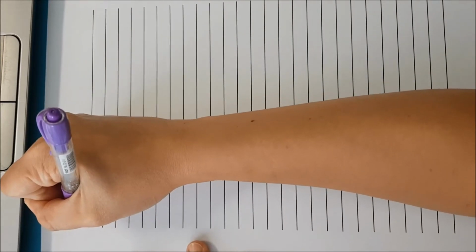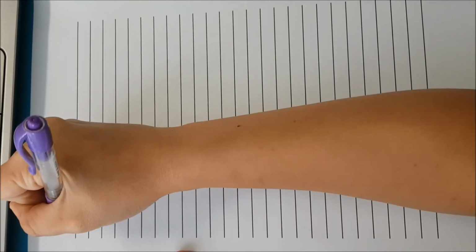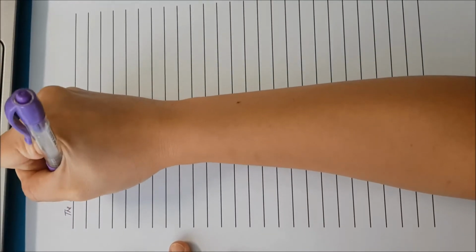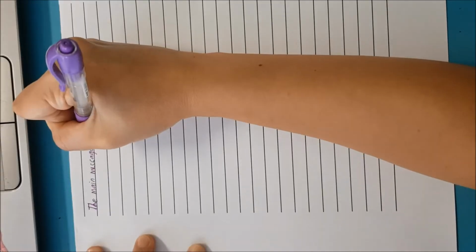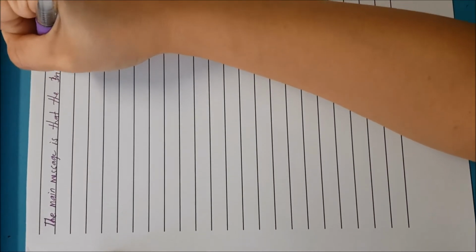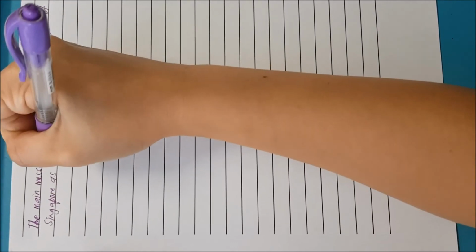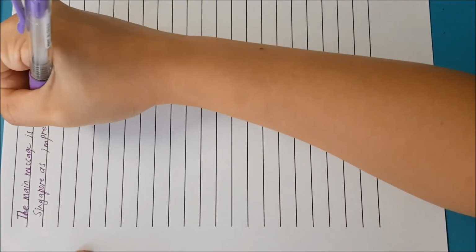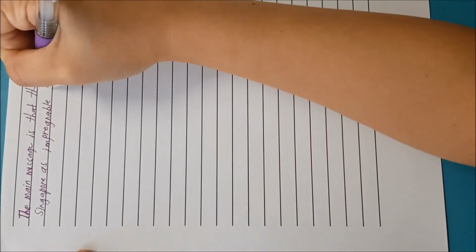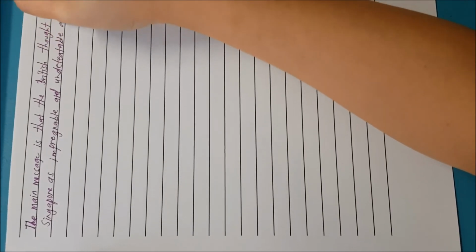Always remember that you need to answer the question using the question stem. Question asks you what is the message of the source. So let's start writing. The message of the source is that the British thought of Singapore as impregnable or undefeatable, as the Japanese were no match for Singapore's defense. Remember, this is your point.